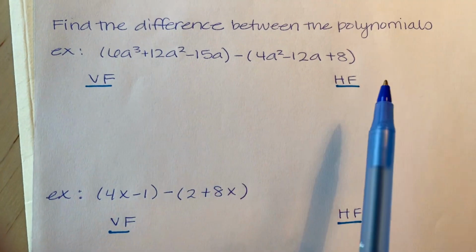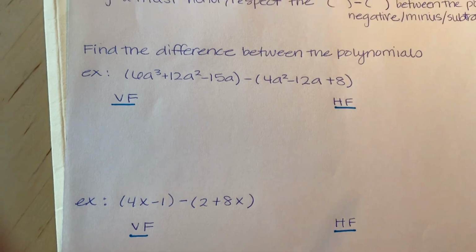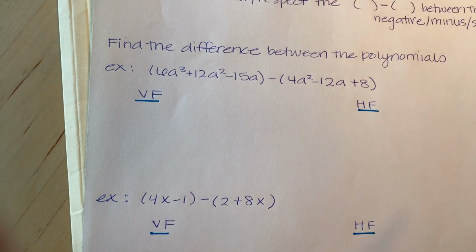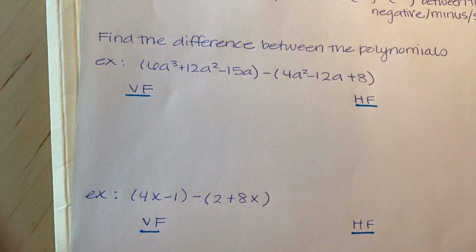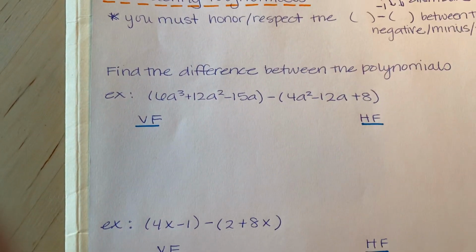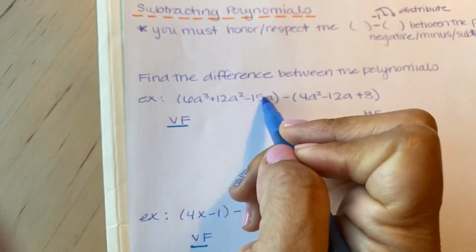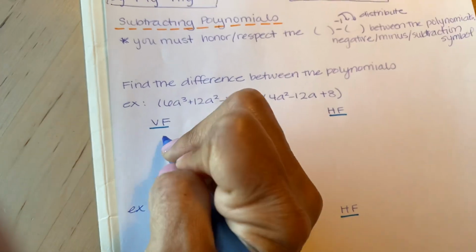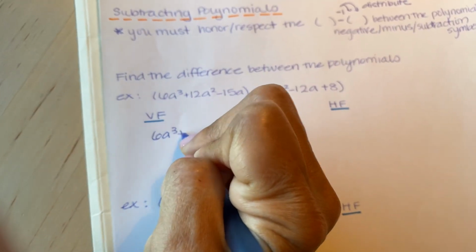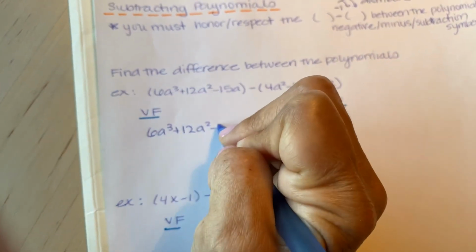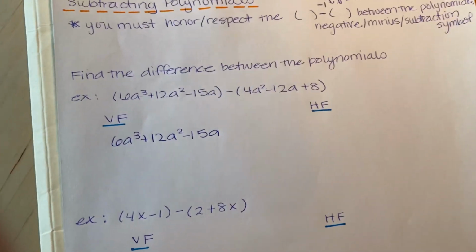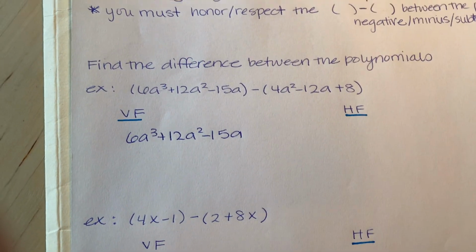Okay, vertical format, horizontal format. Again, I'll do both. Okay, so find the difference. Remember, difference is the answer you get from subtracting, right? Okay, write this in standard form. It already is. So 6a cubed plus 12a squared minus 15a. Okay, so now I'm going to go ahead and go to the second.